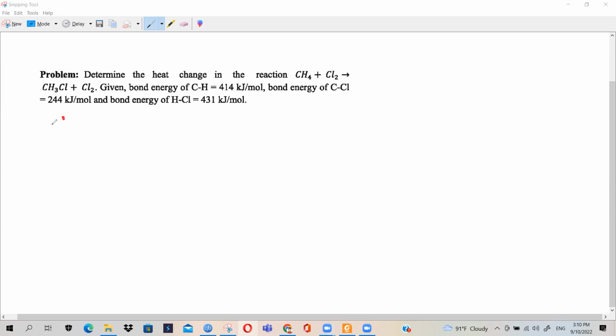The reaction: CH4 plus Cl2 gives CH3Cl plus Cl2. Okay, is the reaction balanced? First of all, tell me. No, it isn't balanced. Okay, so we have to balance it, right? So let's see how we can balance it.